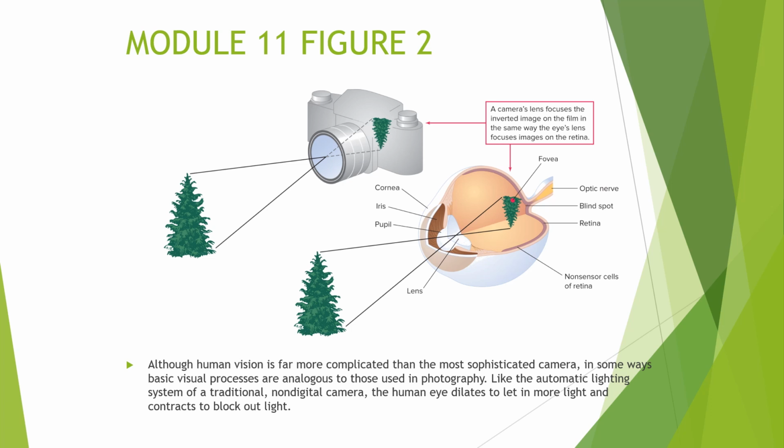So you can see in this box in the upper right, a camera's lens focuses the inverted image on the film. You can see this inverted tree in the film, and the same way that in your eye, the lens focuses the image on the retina. So it also inverts it the same way that a camera would.